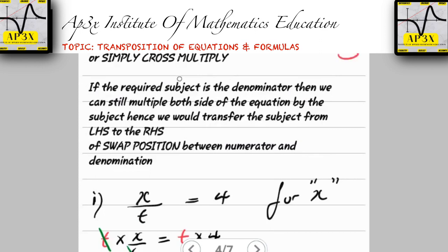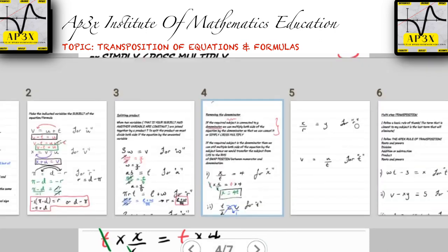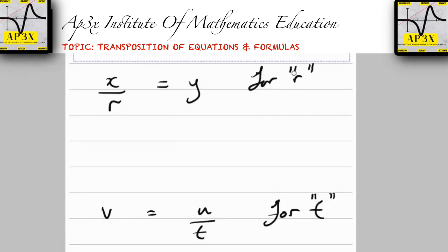It says that if the required subject is the denominator, then we can still multiply both sides of the equation by the subject itself. Hence, that would cause the subject to move from the left-hand side to the right-hand side, or vice versa. Let's have a look at what that means. Here we're looking for R, and unusually, the intended subject is the denominator itself.